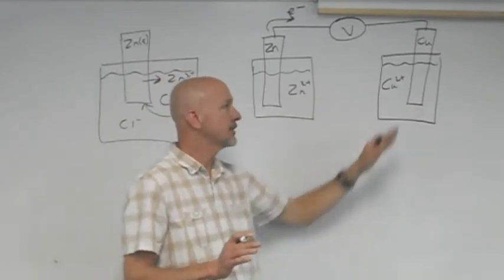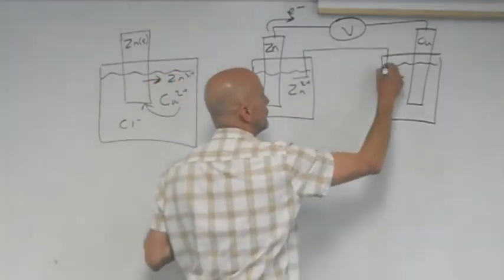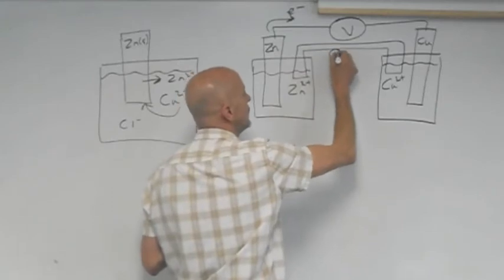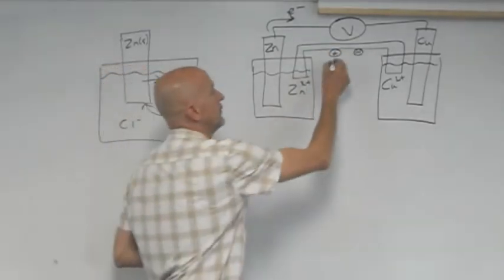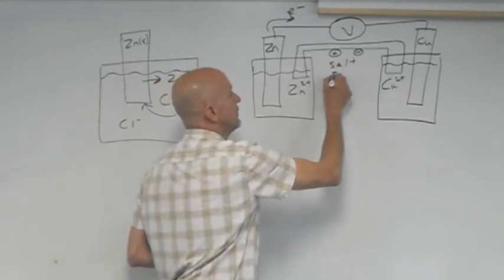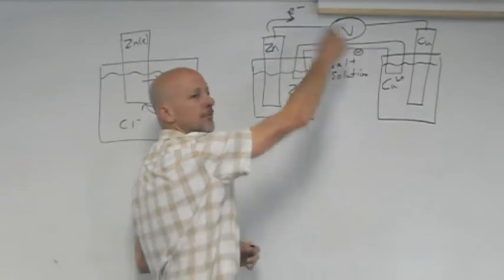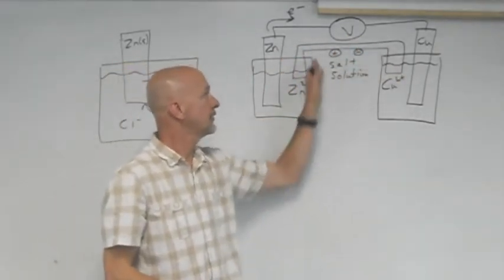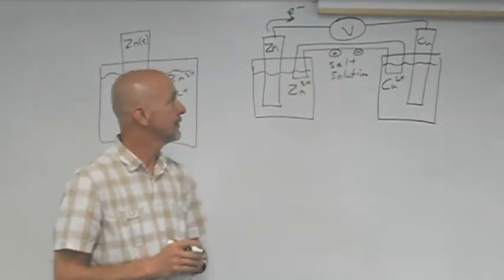I can't put a negative charge here. So what we do is we put a little bridge across filled with any kind of salt solution. I'm going to put a salt solution in the bridge. In here, just some kind of tubing with some kind of filter in there that I can put a salt in. Now I've got some charged particles that can balance this charge.